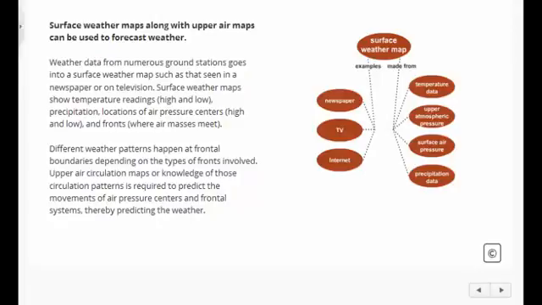So surface weather maps and upper air maps work together to forecast the weather. Make sure you know that barometers measure pressure. Make sure you know that if air pressure is increasing, high air pressure, that's probably going to be cold and dry air. And make sure you know that you need to look at the upper air pressure as well as the surface air in order to see how the wind is circulating.